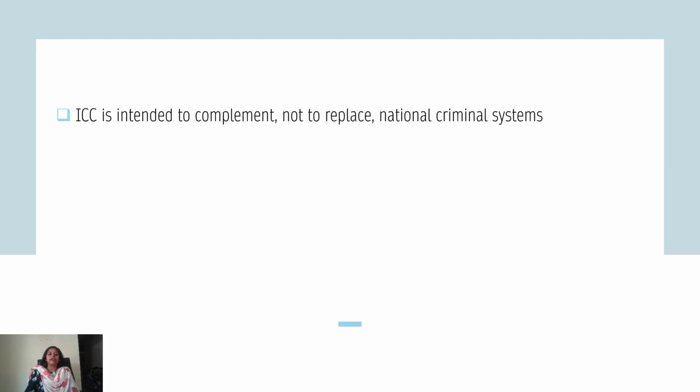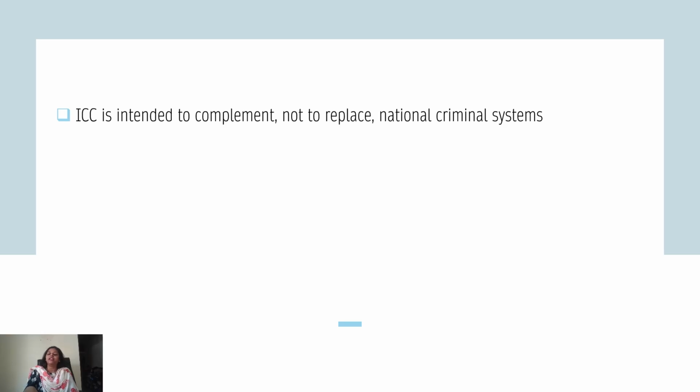Now, some significant points to note about the International Criminal Court. The International Criminal Court functions on a principle of complementarity. So, the court is intended to complement the national criminal systems, and it is not intended to replace the national criminal system. I just mentioned that national courts still have jurisdiction over the heinous crimes committed within their territory, committed by their nationals, etc.